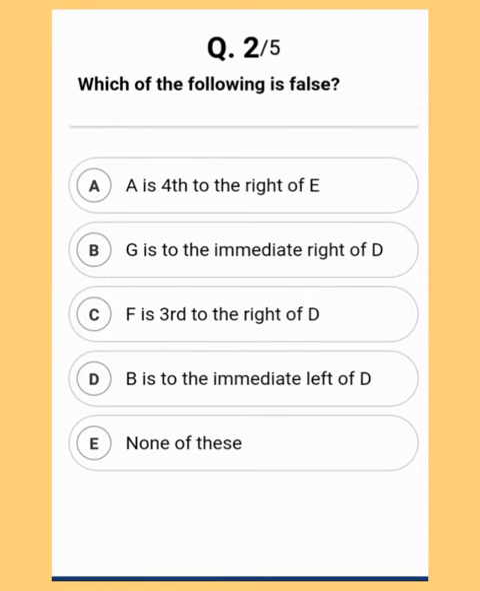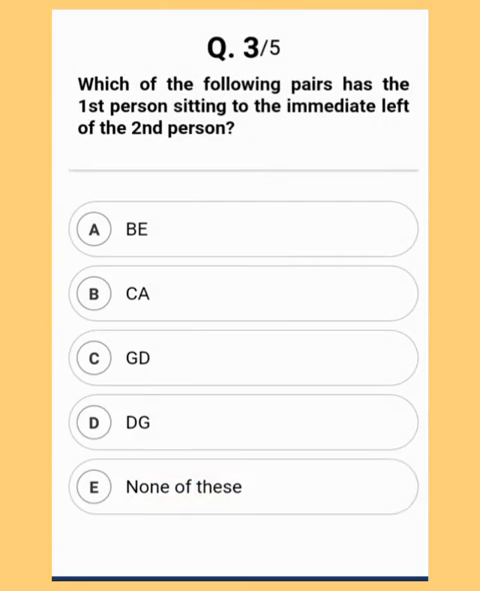Which of the following is false? A is fourth to the right of E, G is to the immediate right of D, F is third to the right of D, B is to the immediate left of D, or option E, none of these. See the figure you have drawn and based on that answer this question. Okay, moving to the next question. You can pause the video and try to solve. There is no problem in that.